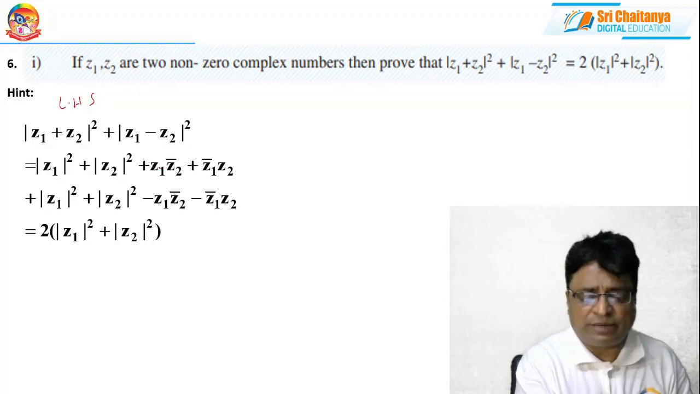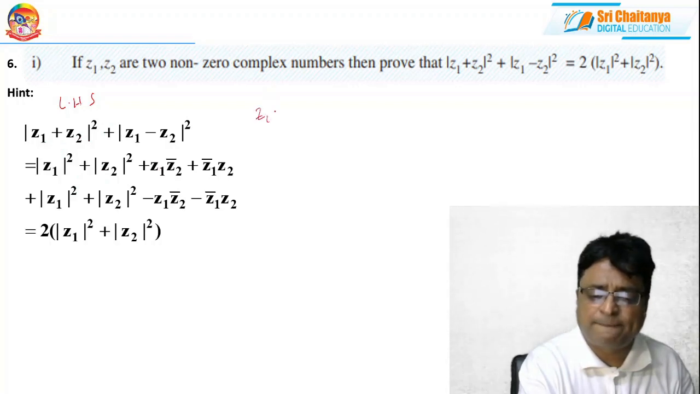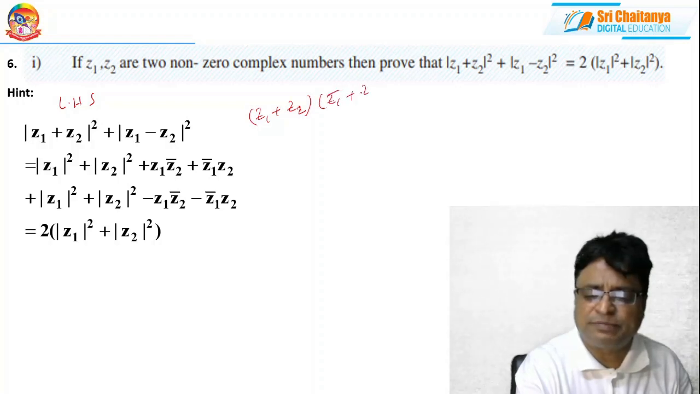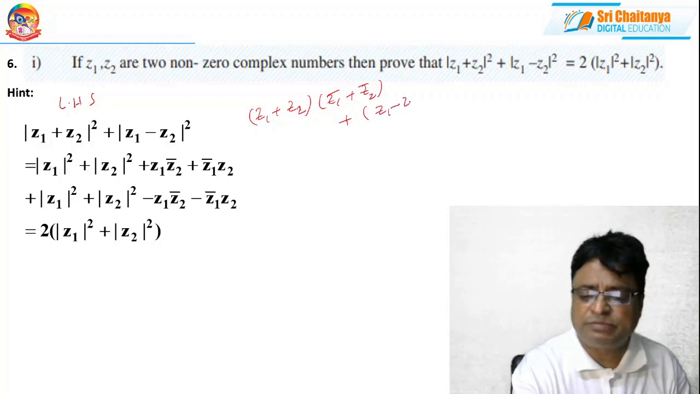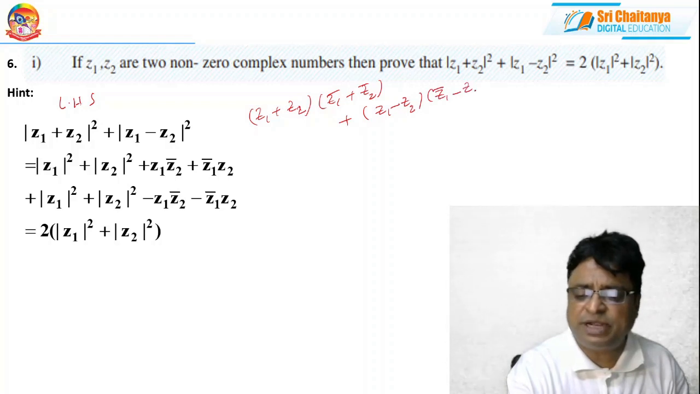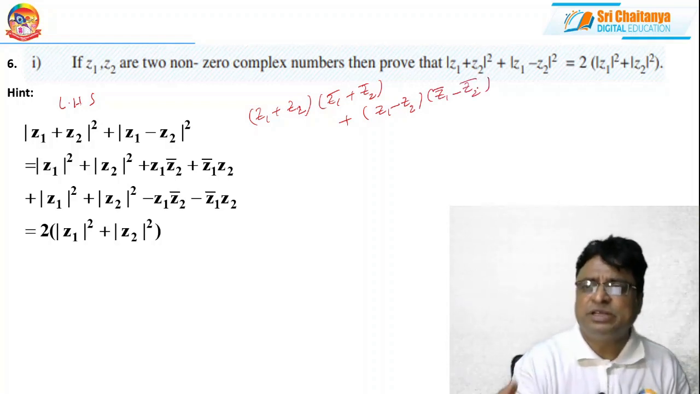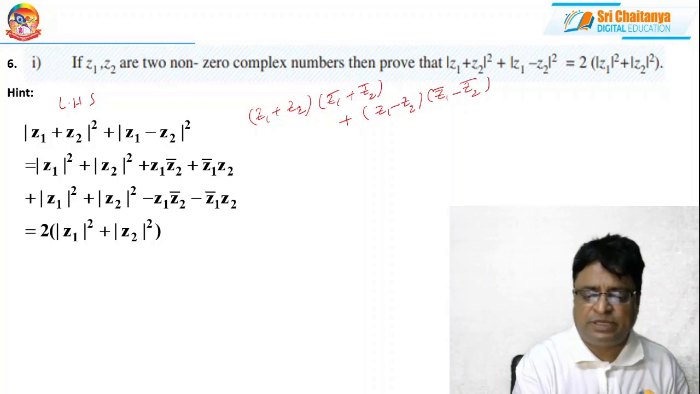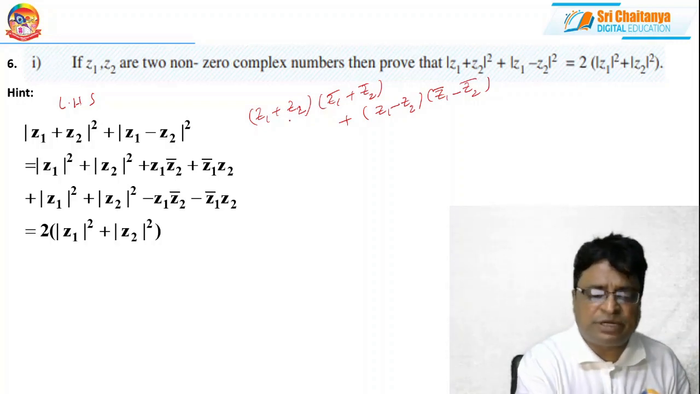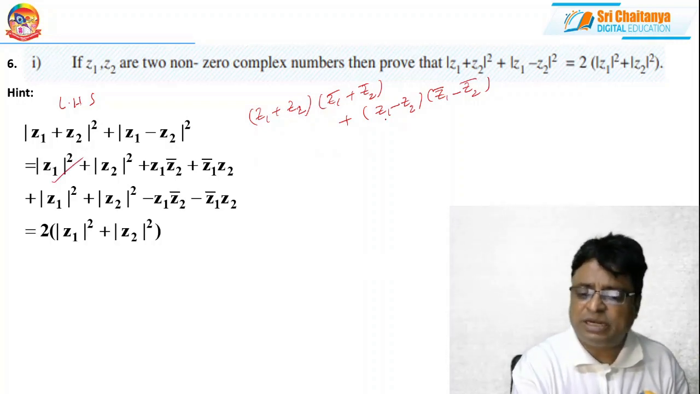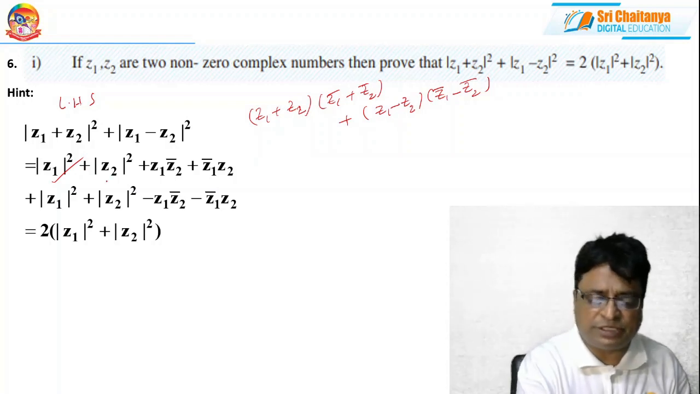I can write it as Z1 plus Z2 into Z1 bar plus Z2 bar, plus Z1 minus Z2 into Z1 bar minus Z2 bar. Why I am writing direct steps is that these steps are already very familiar for you. Similarly, Z1 into Z1 bar is mod Z1 square, and similarly Z2 into Z2 bar is mod Z2 square.